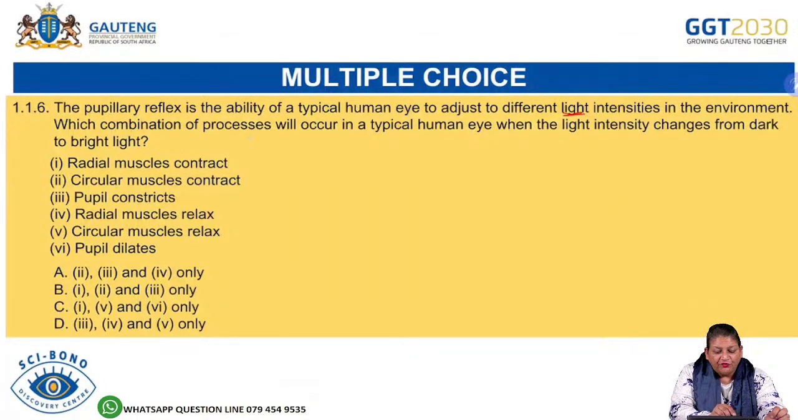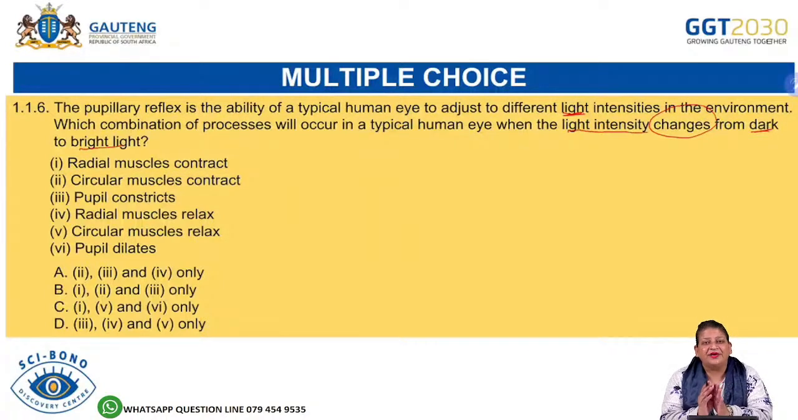Which combination of these processes will occur in a typical human eye when the light intensity changes from dark to bright light? So where you're going from is from a dark room to a bright room. So don't be confused. They want to know what happens when you're going into a bright light. The change, you're in the dark, now you're going to bright light. So what are the changes? Now let us see, there are various options here. So you must tick off on your question paper which one relates to bright light.